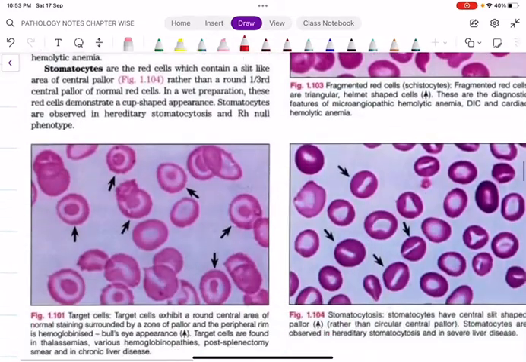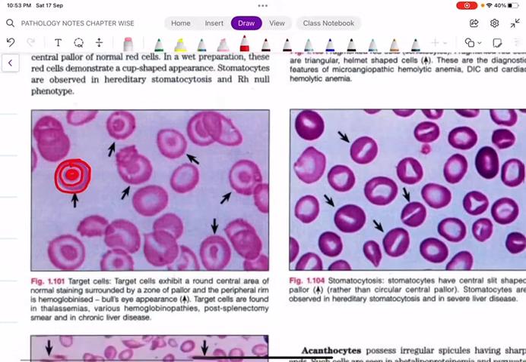Okay, I will show the picture. See, you can see target cells. Am I right? There is a central hemoglobinized area. Normally, there will be a central pallor, but here you have a central hemoglobinized area. Surrounded by that, you have a pallor. Again, you will have a hemoglobin area. So, this is called target cells. The characteristic appearance is called bullseye appearance. Characteristically seen in thalassemia, it is also seen in chronic liver disease and post-splenectomy.